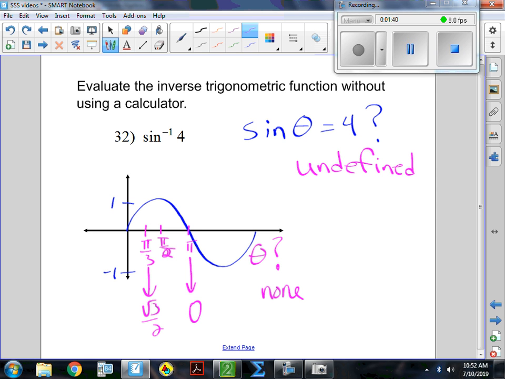So inverse sine of 4 is undefined. You would say that 4 is not in the range of the sine function. It's not in the domain of the inverse function.